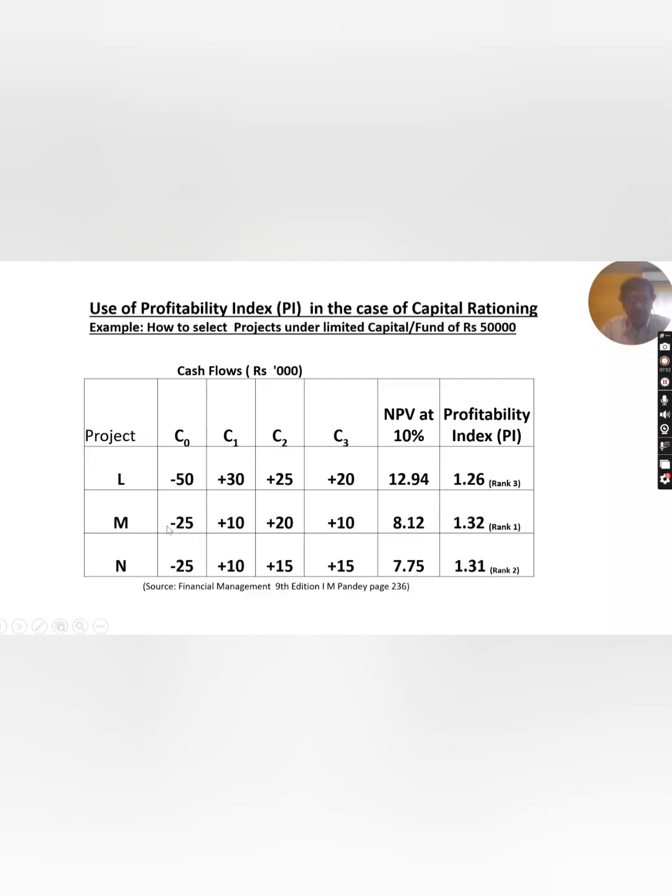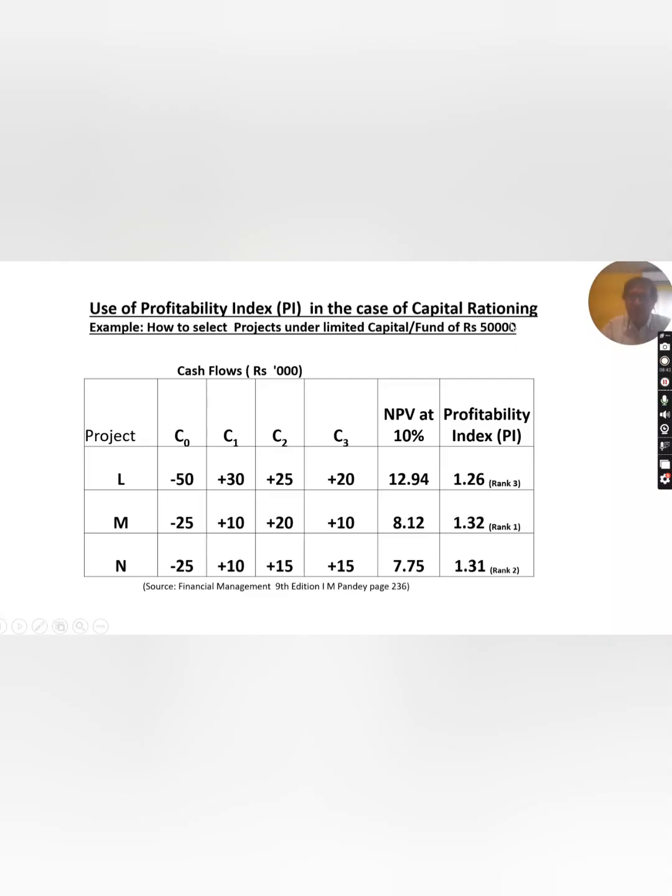25 minus means outflow, and all these are inflow. The NPV is 8.12. And for project N, these are the outflow of fund, these are the inflows, NPV is this, and all these figures are PI, profitability index. How it is calculated? I think you know it. It is the ratio of present value of all cash inflows to outflows. If we rank them, the highest PI is this. That's why rank 1. The second highest, that is rank 2, is this for PI, and this is rank 3.